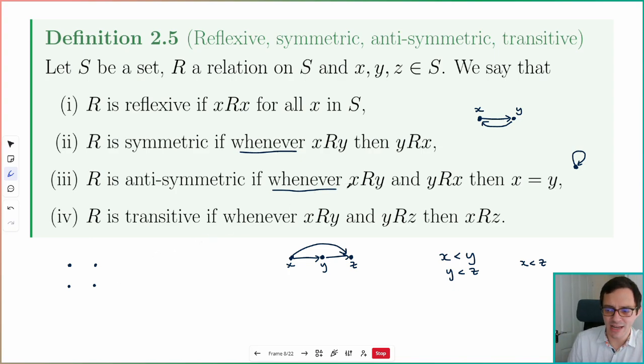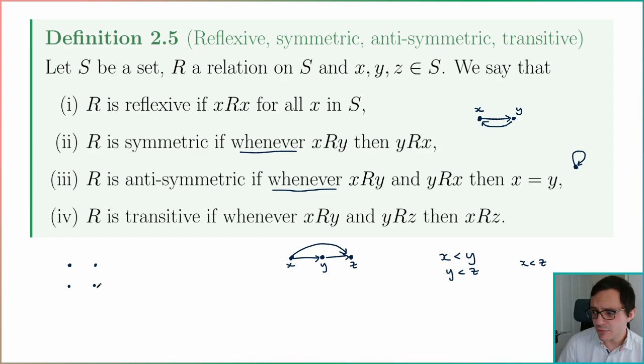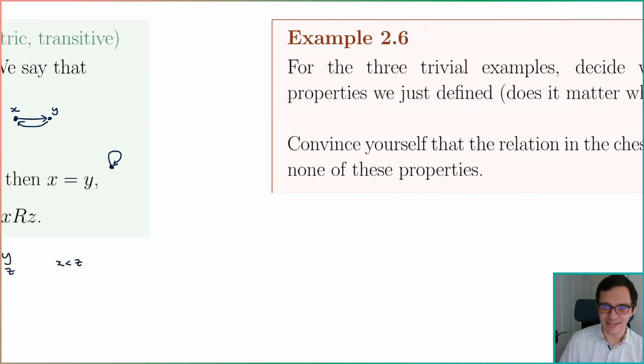It says whenever x is related to y and y is related to x, well, that never happens for the relation where nothing is related. So I can conclude x is equal to y, I can conclude x is not equal to y, I can conclude x is 3. I mean, it doesn't matter. So this is an example which is both symmetric and anti-symmetric. It's not very nice, is it?